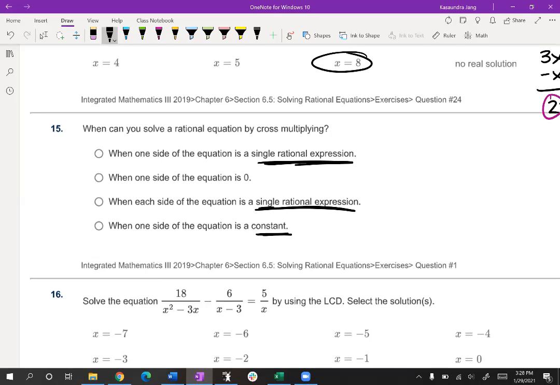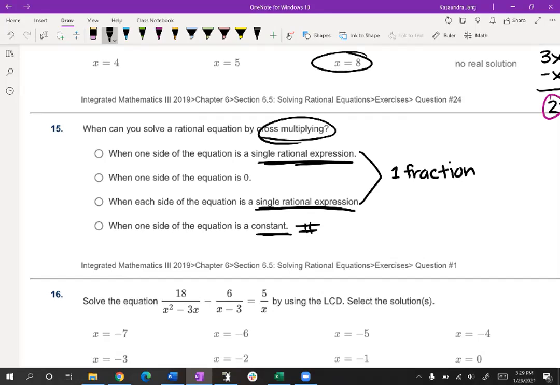Single rational expression. This means like one fraction. So these guys, a single, like one. Rational expression is a fraction. It's like one fraction. Constant has no variable. It's just a straight up number. 1, 2, 3, 4, 5, negatives, decimals, whatever, but no variable. So out of these, to solve a rational equation by cross multiplying, we always cross multiply when we have one fraction equal to one fraction. So let's see, do I want one fraction on only one side? No, I think I need one fraction equal to another one fraction. I need one fraction on each side. So I think I'm going with this guy.